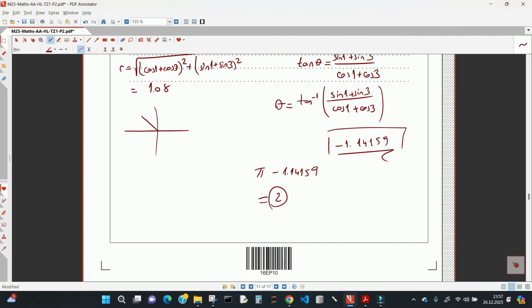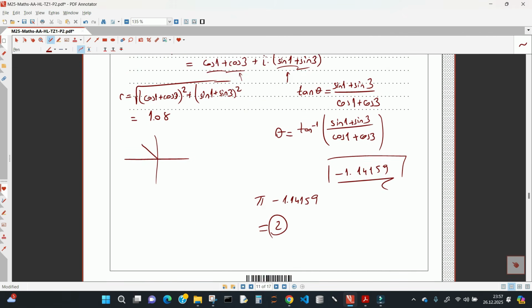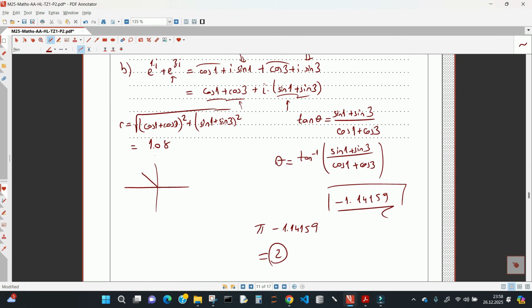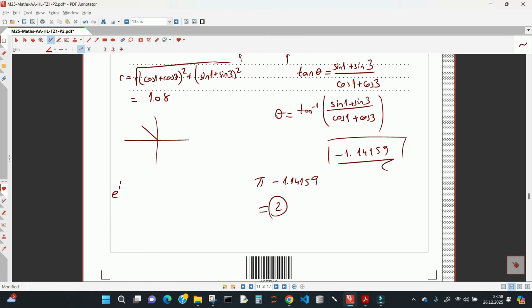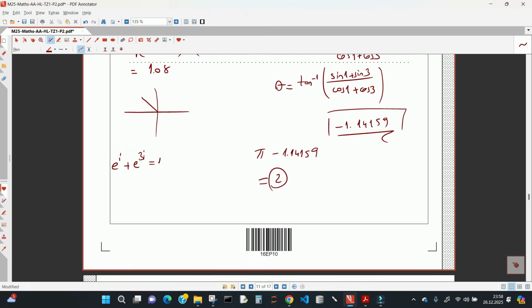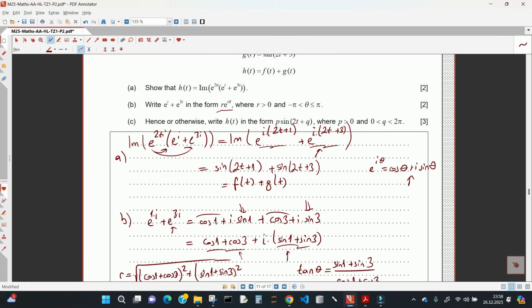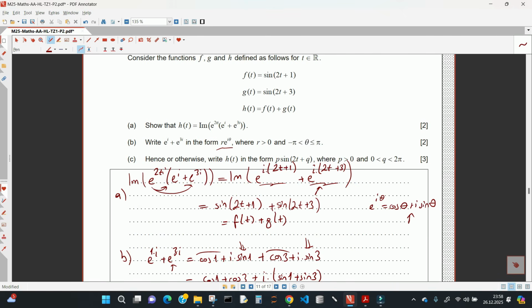So theta equals 2. In this case, our complex number will be in the form, let's write again, e to the power of i plus e to the power of 3i equals, we found the radius 1.8, times e to the power of 2i. Okay, yeah, we found all of them.